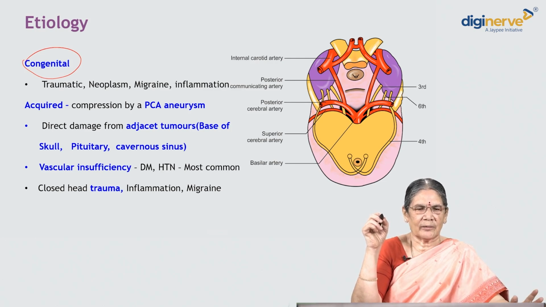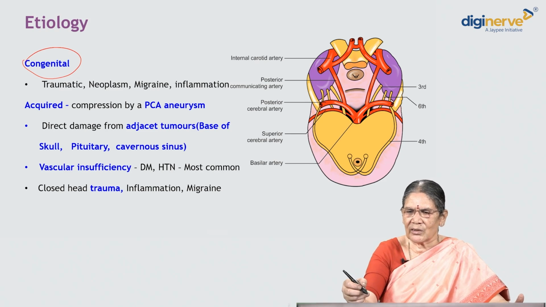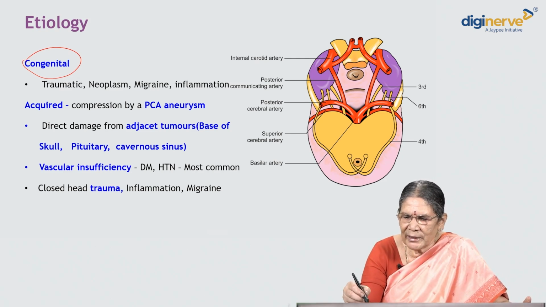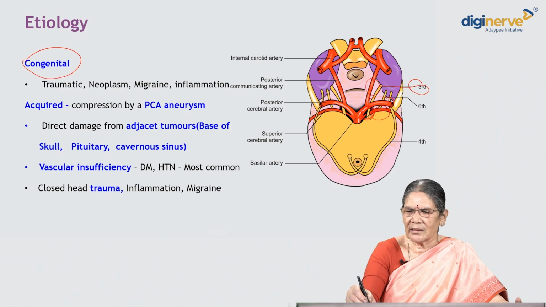But what about acquired? Acquired, usually the common reason you see in adults is a posterior communicating artery aneurysm. You see how many arteries are related to the third nerve. This is a third nerve, and this is an artery, this is an artery, and this is an artery, and you have all these junctions. And these vascular aneurysms anywhere in these 3 arteries or at the base can cause a compressive pathology.